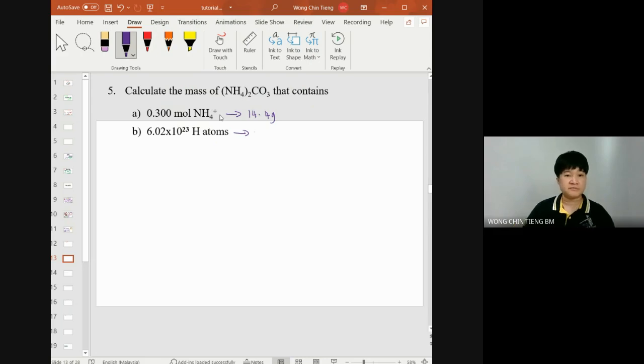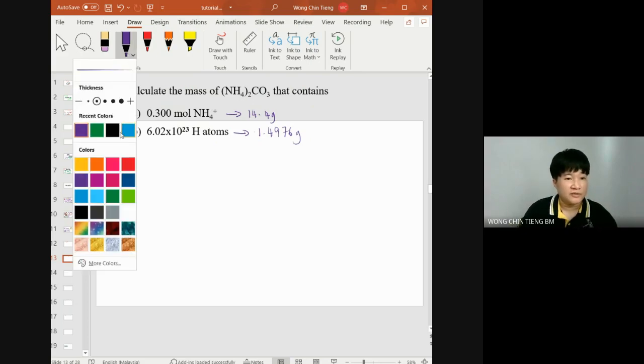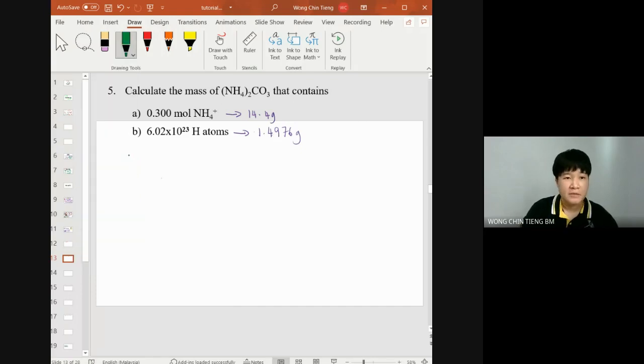Let's see. Okay, saya tak cakap betul atau salah lagi ya. Kita akan check jawapan Go. So, sebab Zul so bincang dan ada 2-3 orang tadi mengangguk ya kita nak bincang soalan ni. So, let's see. Calculate the mass of (NH4)2CO3 that contains 0.3 mole of NH4.